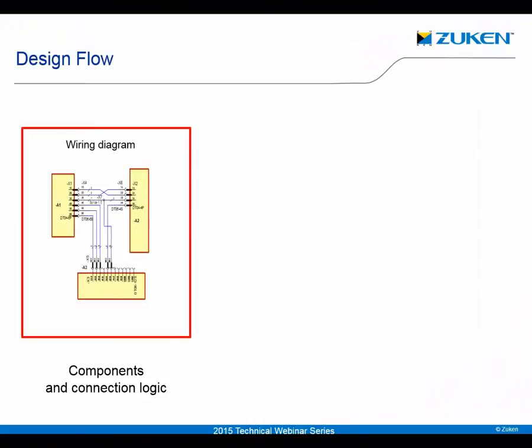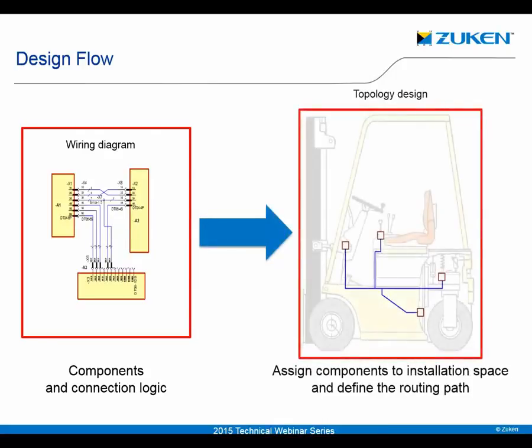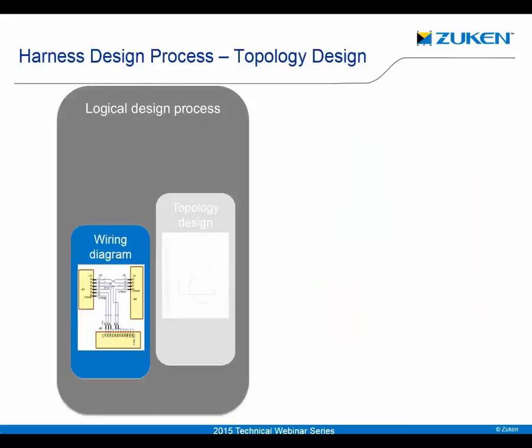The wiring diagram is completed, so the next step will be a rough design of the harness. Complex vehicles or machines mostly offer different alternatives for the wiring. The challenge will be to arrange the components and do an efficient routing. Let's see what topology can do for us.